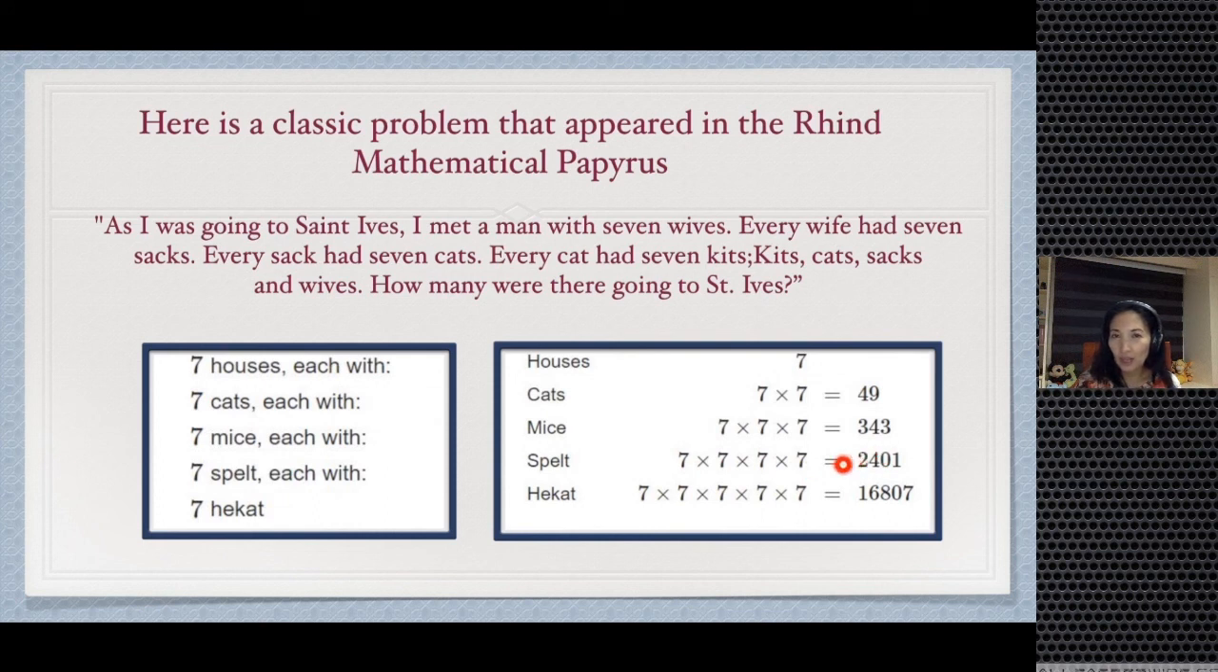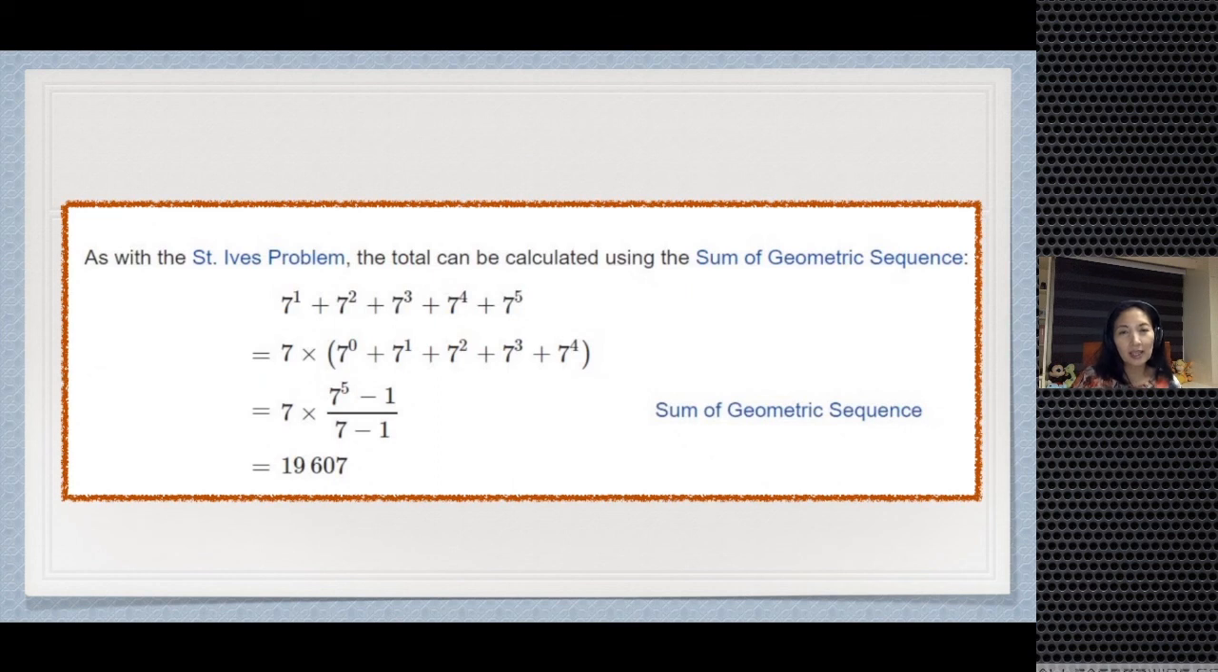And each spelt with a hekat. The hekat is a unit of measurement in ancient Egypt. So 49 plus 343 plus 2,401 and 16,807. So in fact, it is the sum of a geometric sequence. So it's a series. Yes, sum of a geometric sequence.